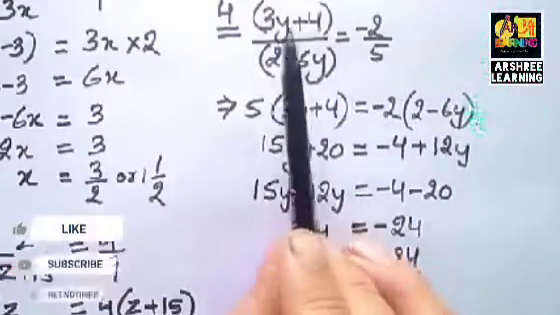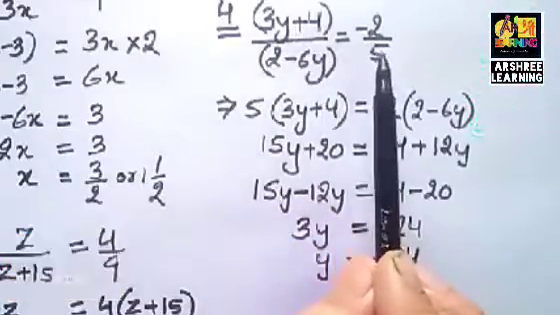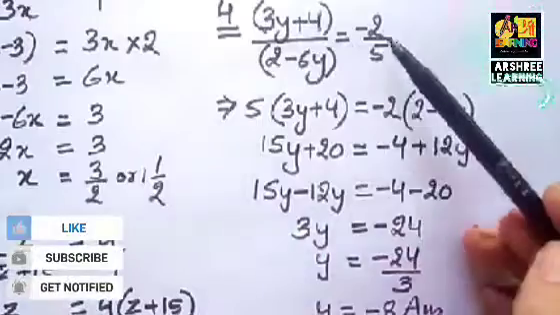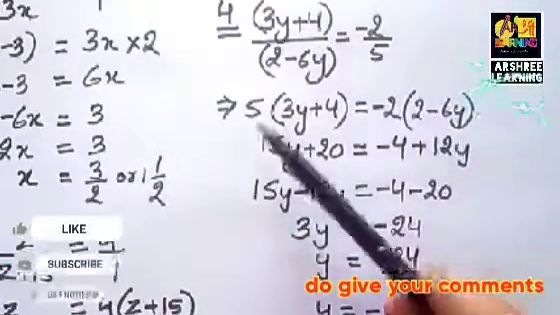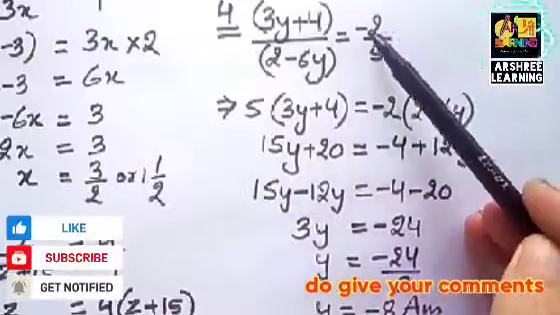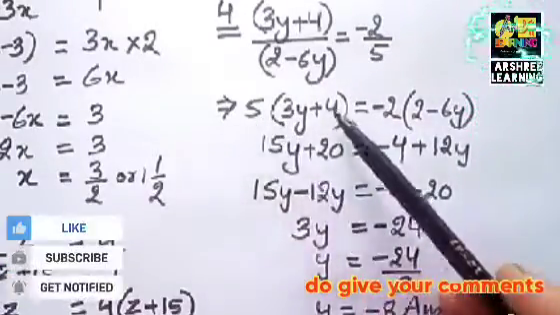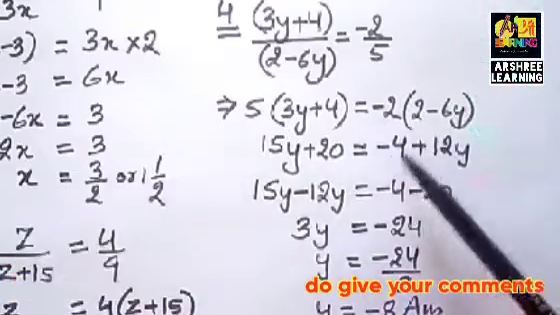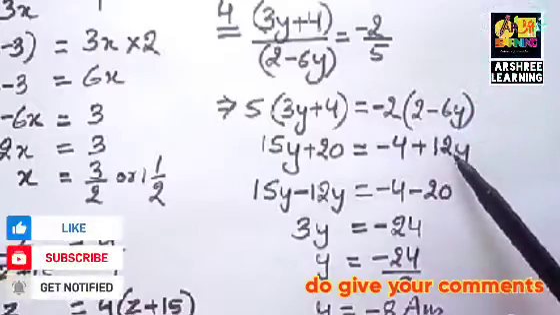So what do? First you keep that binomial terms in bracket, cross multiply. 5 will multiply this term and 2 will multiply 2 minus 6y. 5 into 3y plus 4 and minus 2 into 2 minus 6y. So 5 into 3 is 15, 5 into 4 is 20, minus 2 into 2 is minus 4 and minus 2 into minus 6y is plus 2 sixes 12y.